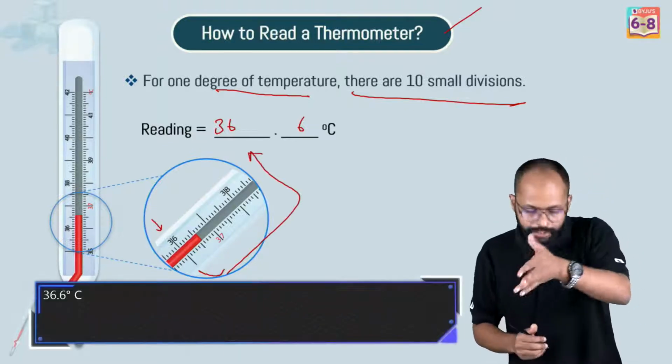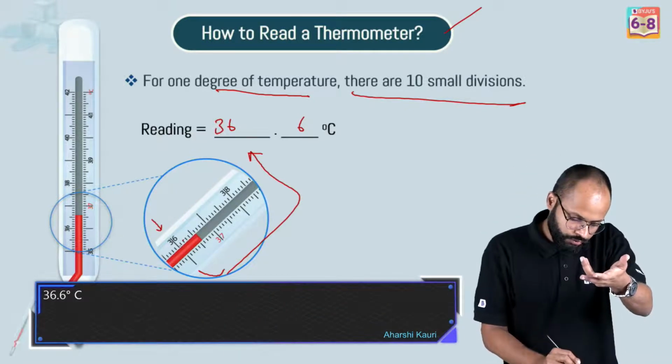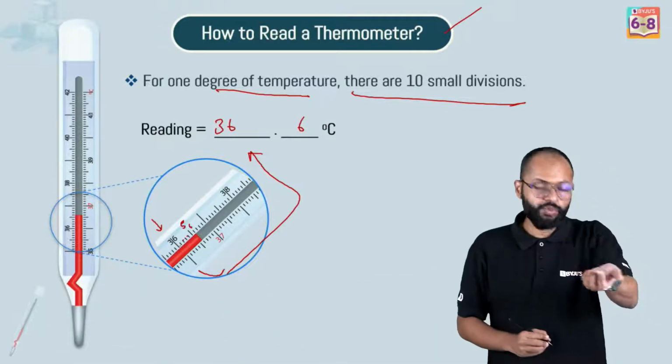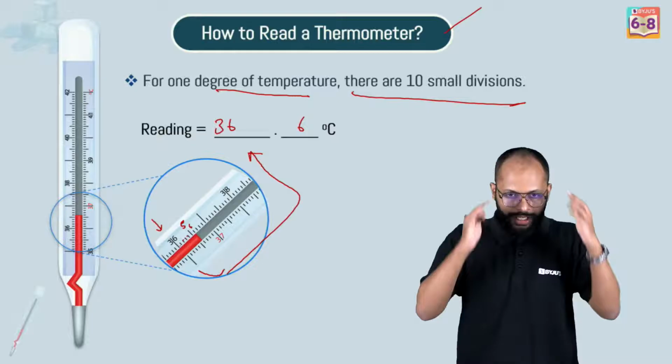Then in points, how much? 1, 2, 3, 4, 5. This is 5. And this is 6. So that's why 36.6. So that's how you measure.